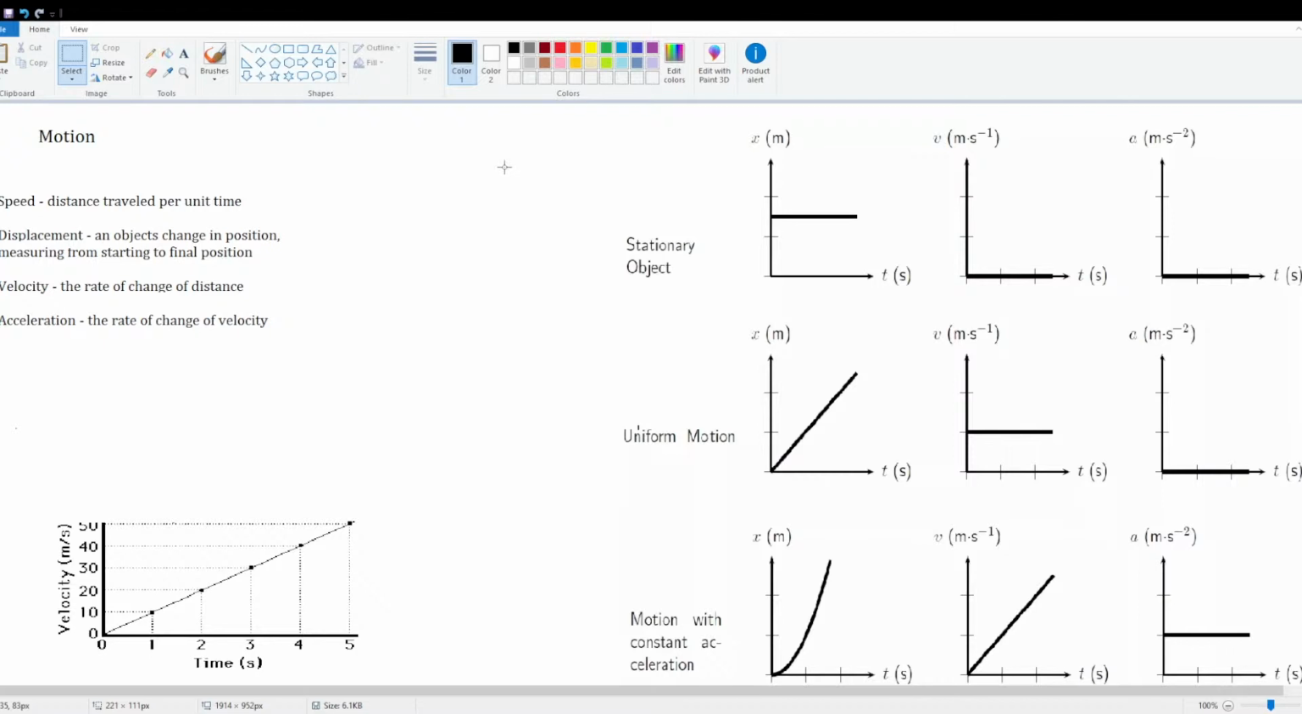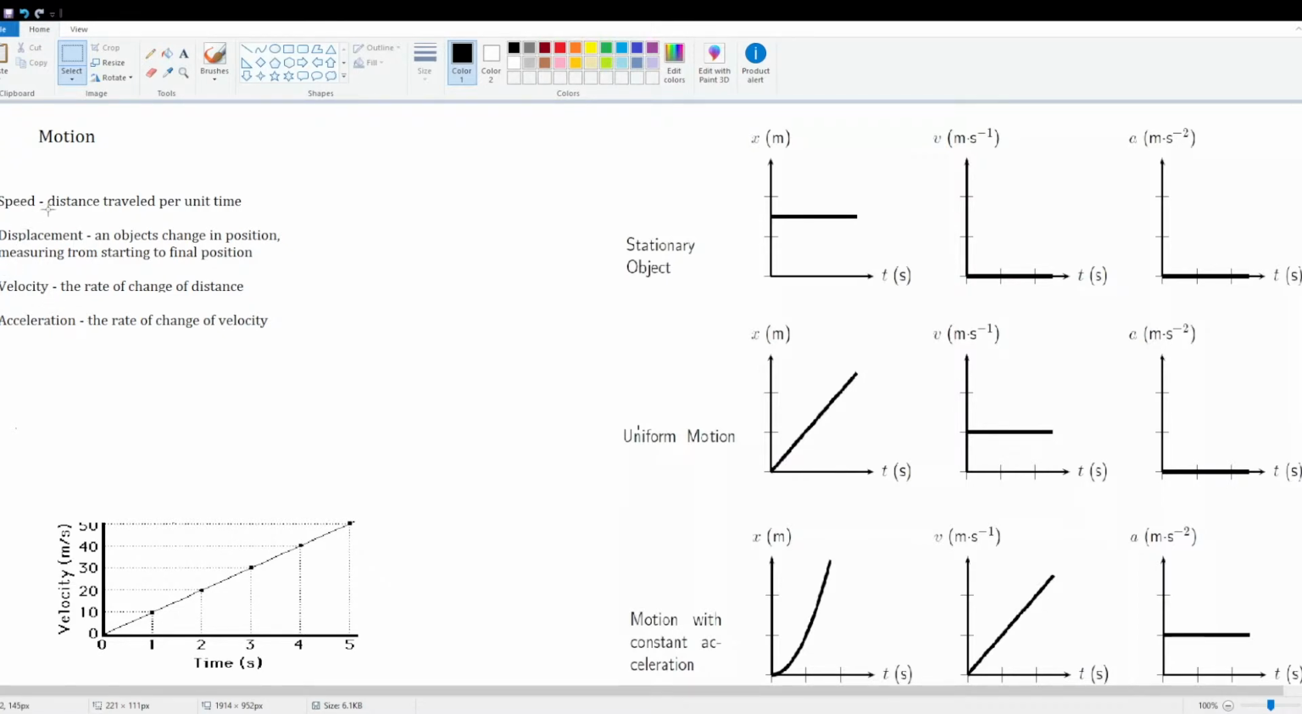Today is our first chapter in our series on physics, and it is on motion. Motion is a very fundamental concept, one of the basics, and it is one of the first things you'll learn in any physics course. So let's get started. We're going to start with the four definitions on the left here: speed, displacement, velocity, and acceleration. We're going to start with speed.